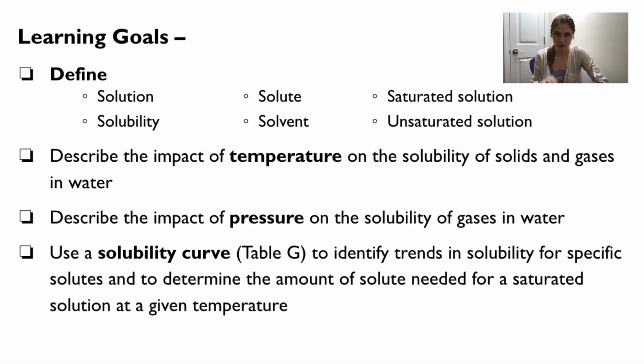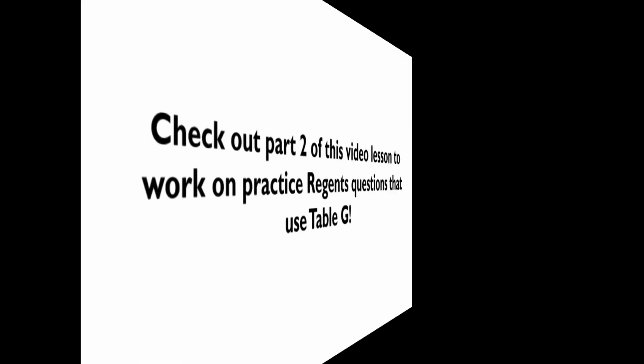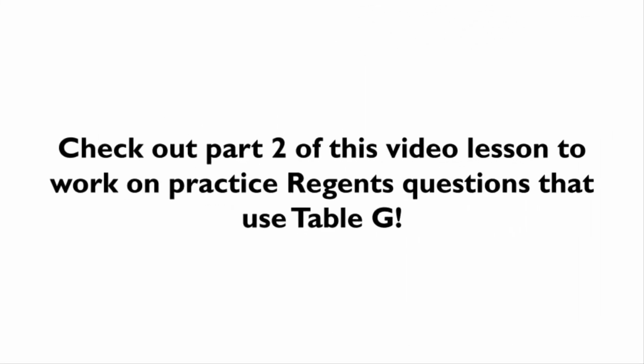Let's check back in on our learning goals, and make sure we feel comfortable defining these key terms around solutions, thinking about the effect of temperature on solids versus gases. Remember, increasing the temperature increases the solubility of solids, but decreases the solubility of gases. Thinking about pressure, and using a solubility curve like Table G to make inferences about different substances. For more practice with that third learning goal, check out part 2 of this video lesson.